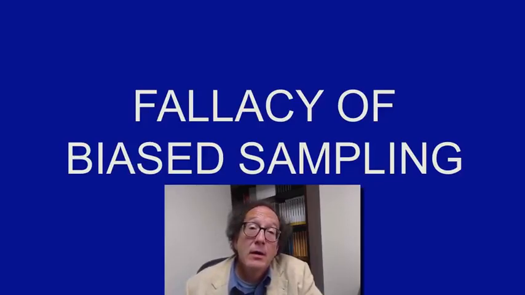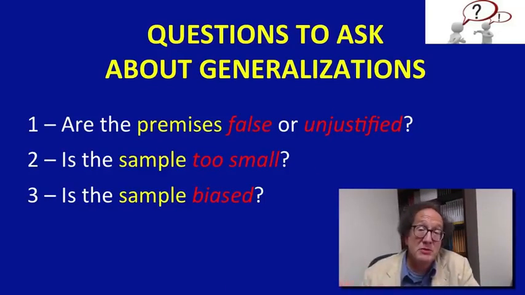And what we need to do then to avoid this fallacy is to ask a third question about all generalizations from samples. We want to know whether the premises are true and justified. We want to know whether the sample is large enough. We also have to ask, is the sample biased in any way that's going to weaken the argument?